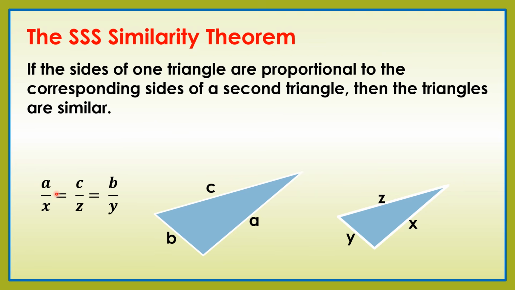Let's have here A. Ang corresponding side ni A ay X. So, that is why we have here A over X. Yung C naman natin, ang corresponding side naman niya ay yung Z. So, that is why we have here C over Z. Then yung B natin, ang corresponding side naman niya ay yung Y. So that is why we have here B over Y. So this is now the SSS similarity theorem.